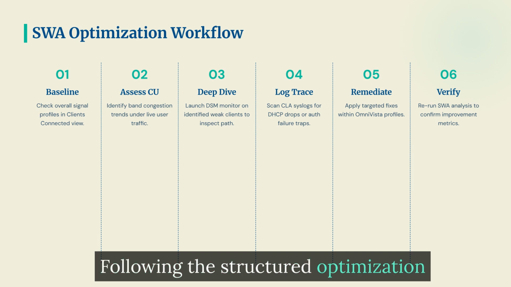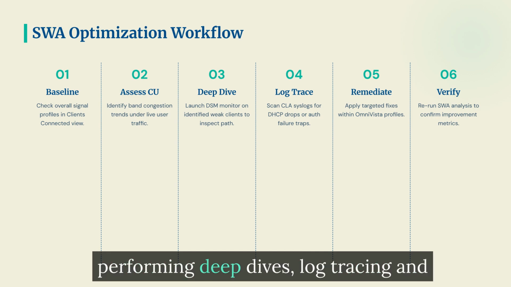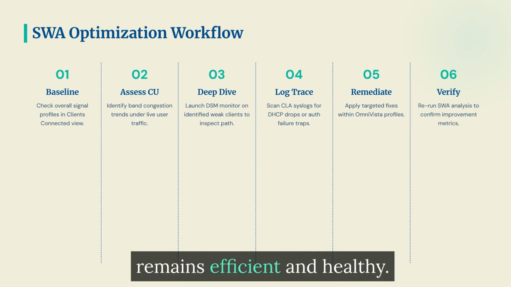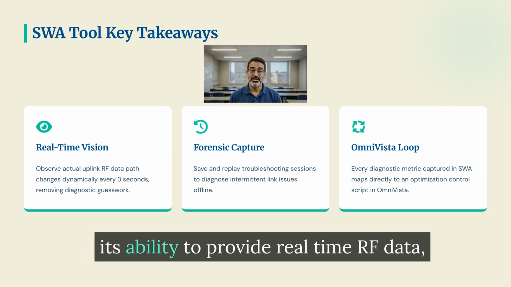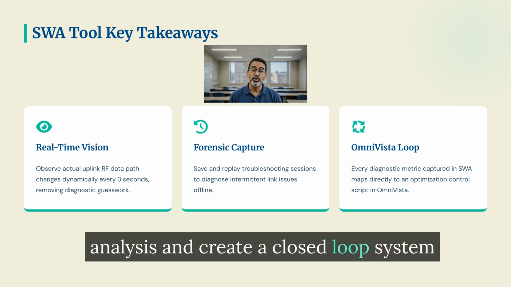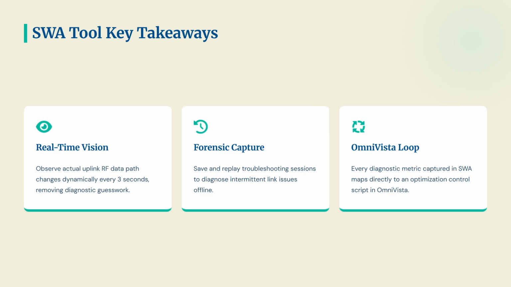Following this structured optimization workflow, from establishing a baseline and assessing channel utilization to performing deep dives, log tracing, and applying fixes, will ensure your network remains efficient and healthy. Key takeaways for the SWA tool include its ability to provide real-time RF data, facilitate forensic capture for offline analysis, and create a closed-loop system where metrics directly inform your OmniVista configuration changes.